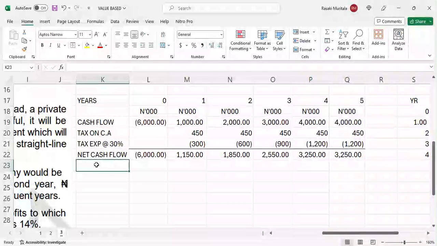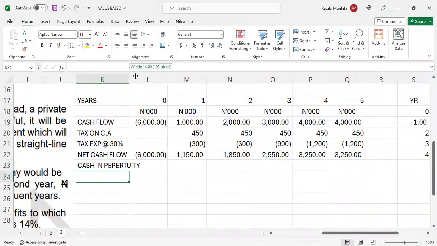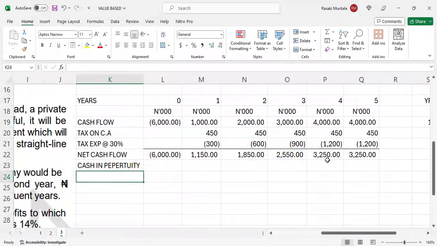So we are now going to be calculating cash flow in perpetuity. Cash flow in perpetuity, we have it, they said from up to year 4, we are certain. And from year 4 onward, they said it's going to be the same thing.